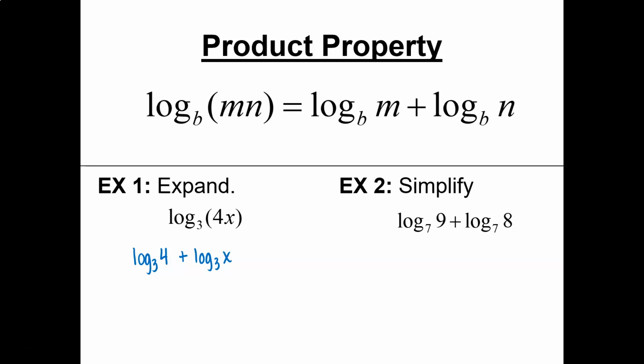Okay, for the second one it says to simplify, so we're putting things together. So we have addition between these, which means we're going to change it to multiplication. In order to do this, you have to have the same bases. Anything I give you should have the same bases, because otherwise we're not going to know how to do it. So if you see something that's not the same base, it's probably a typo. So log base 7 of 9 times 8, which of course we could write as log base 7 of 72.